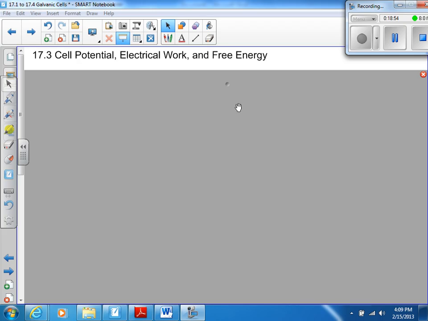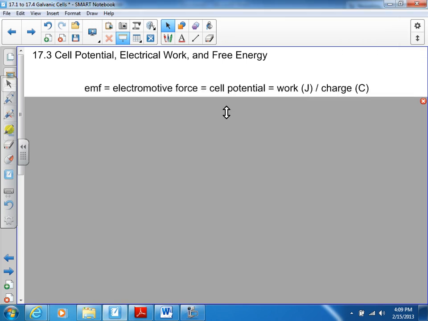On to section 17.3. Cell potential, E, not cell. Electrical work and free energy. If you ever see EMF, that's the electromotive force. That is your cell potential. It's your work or energy over the charge, coulombs.